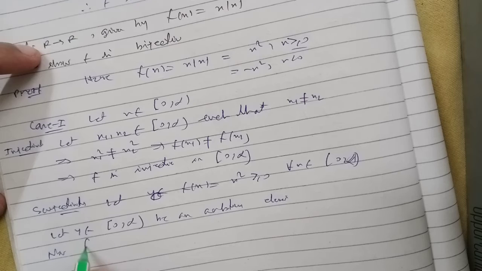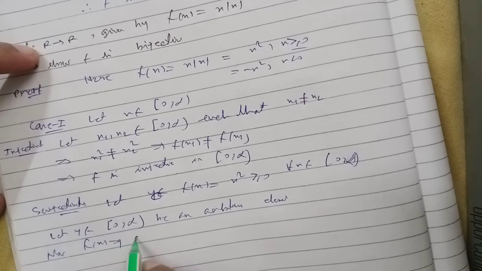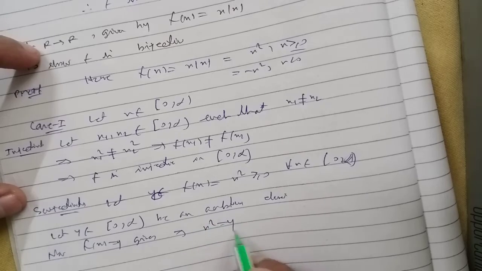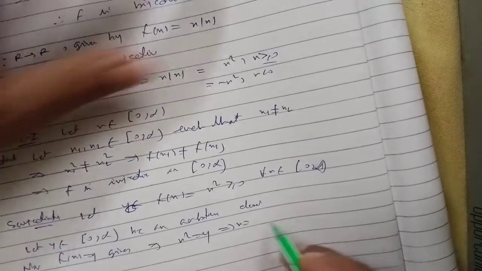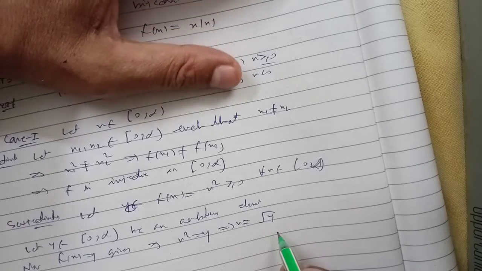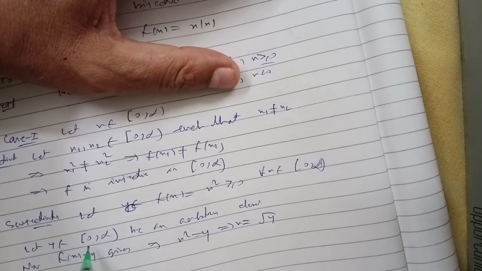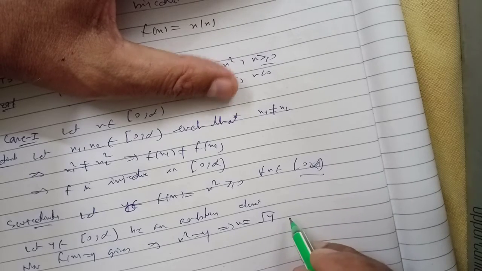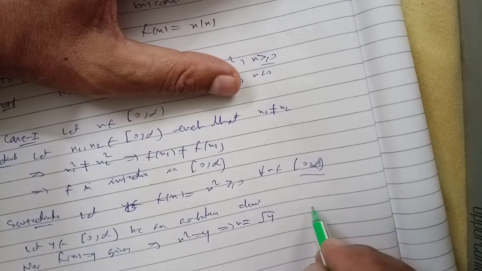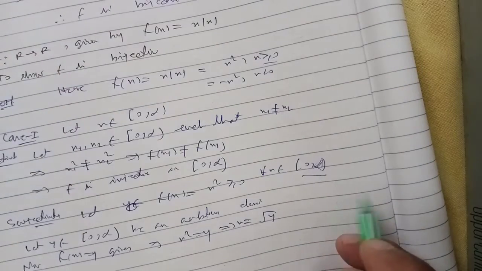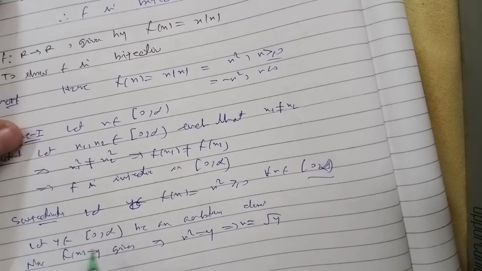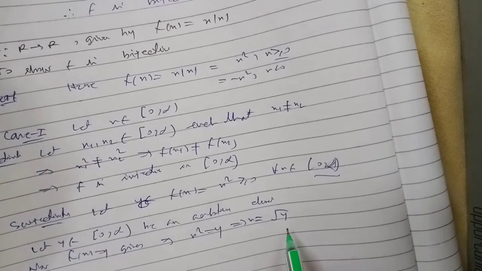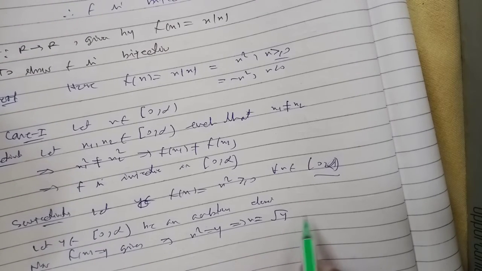Now f(x) equals y gives, what does it give? Gives x square equals y. That implies x is root over y, not plus minus. Why? Because x is chosen from [0, infinity). So that's why we have taken x equals the positive square root of y. And as y is chosen from the positive part, root y is defined, so x is defined.